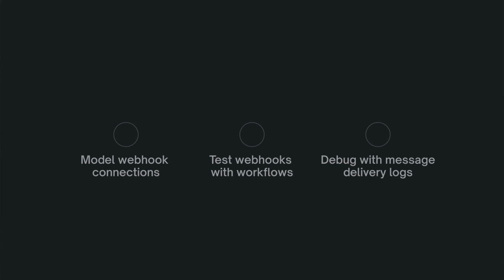With Knock's notification primitives, you can leverage tested notification infrastructure to help you build this feature. In this video, we'll walk through an example app that shows you how to model webhook connections in Knock using objects, test event payloads using a workflow with a webhook channel step, and debug webhook connections using the message delivery log API. This example app is built using Next.js and shadcn UI, but the pattern should be applicable to whatever your development target is. So let's get started.